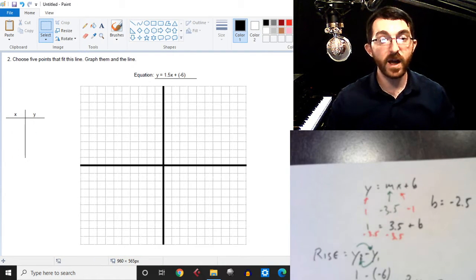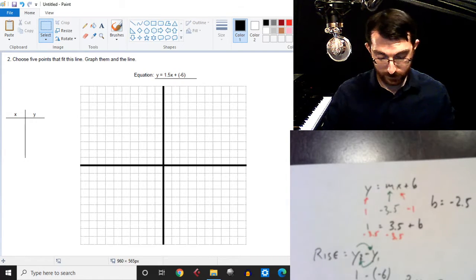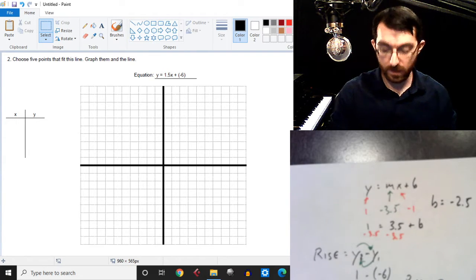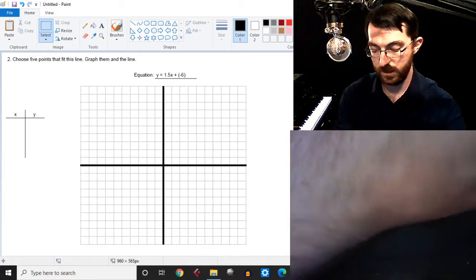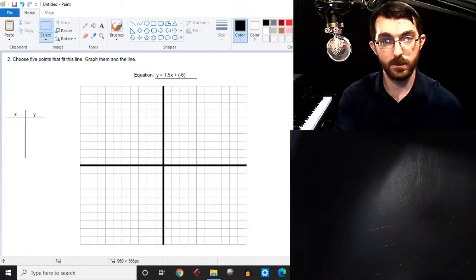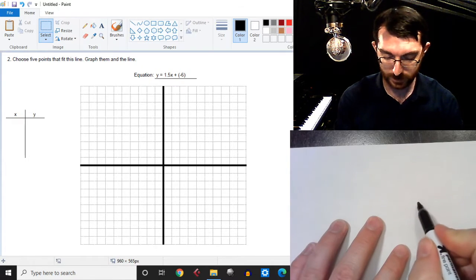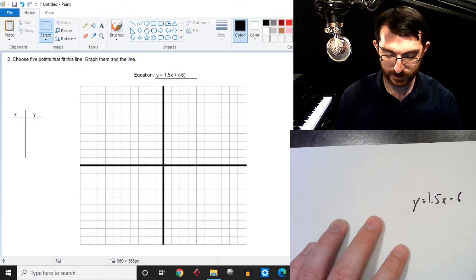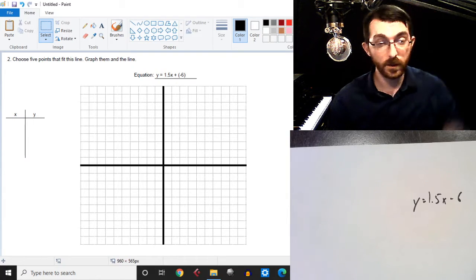So choose 5 points that fit on this line, graph them, and draw the line. All right, so putting this page of work out of the way, 5 points that fit the line. Y equals 1.5x minus 6. So starting here, y equals 1.5x minus 6. I just need to choose some x values, and then I'll get some y values.